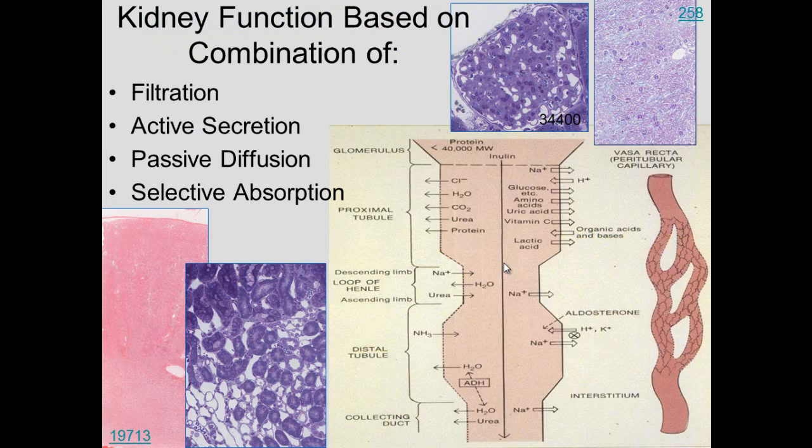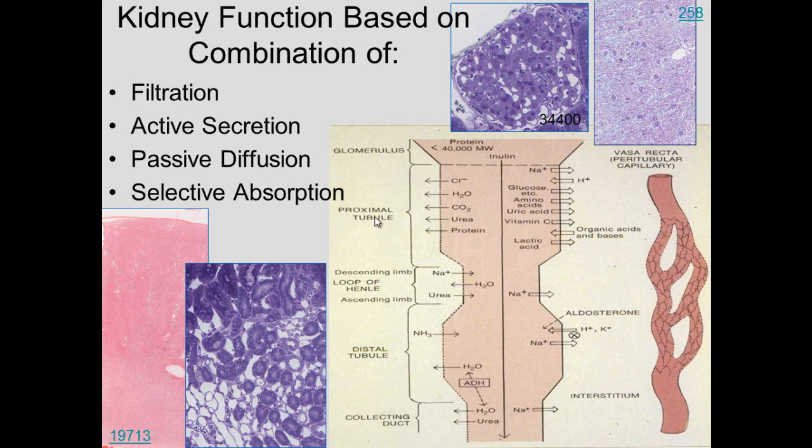Now, those functions are brought about by four basic mechanisms. One is filtration, and the filtration occurs in the renal corpuscle. Here we see the glomerulus and the renal capsule, and you see many of them all around. Active secretion, where they're secreting things into the tubule, or passive diffusion, where some things just go in and out based on the concentration gradient, and selective absorption, like proteins in the proximal tubule.